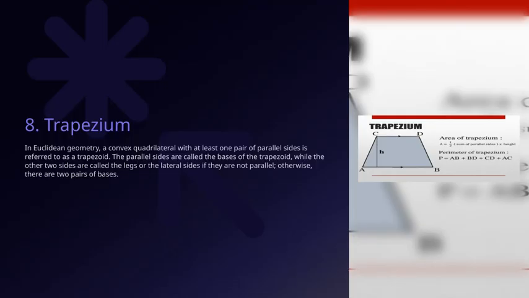Let's take a closer look at the trapezium, or trapezoid as it's called in some regions. In Euclidean geometry, a trapezium is a convex quadrilateral that has at least 1 pair of parallel sides. This is a key characteristic that sets it apart from other 4-sided figures. The parallel sides are known as the bases of the trapezium, and they play a crucial role in defining its shape. The other 2 sides, which are not parallel, are called the legs or lateral sides.